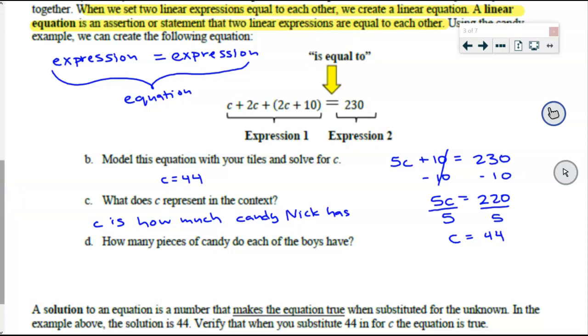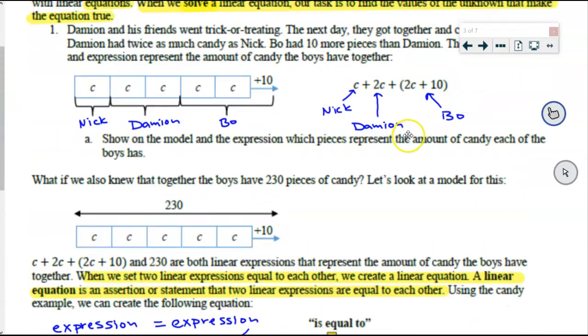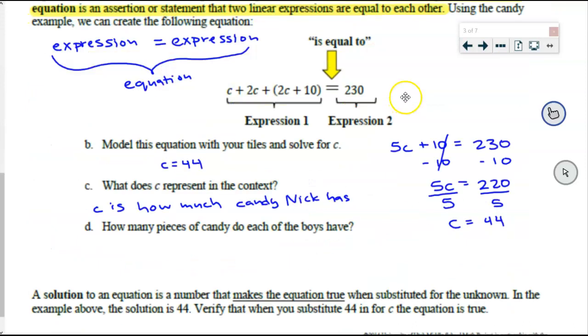How many pieces of candy do each of the boys have? Again, look at our model, and our earlier expression can be really easy. Nick is C, so Nick has 44. How much does Damien have? 2 groups of that, right? Which you know is 88.